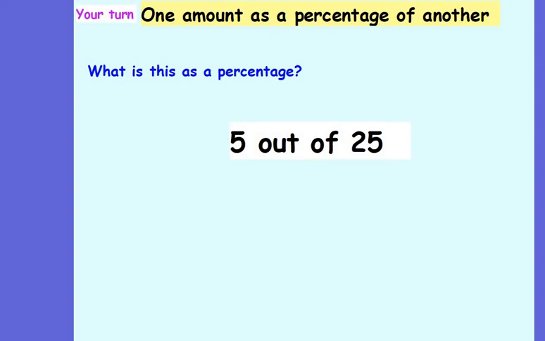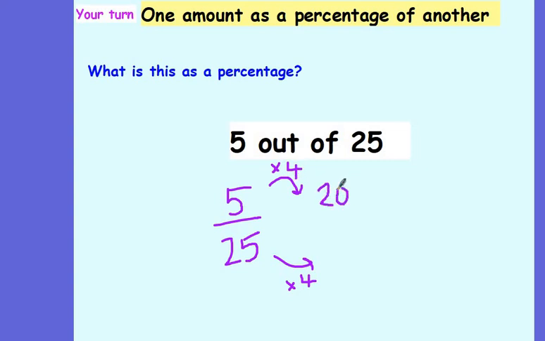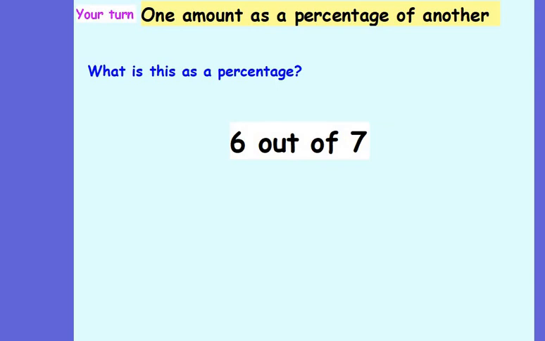How about now? Let's go through it. 5 out of 25. Top and bottom by 4. Gives me 20 out of 100, which is 20%. So how about now? Ooh, this one's a bit trickier. We've got 6 out of 7. And this time we cannot go through our usual process of just multiplying top and bottom by the same number to get 100.